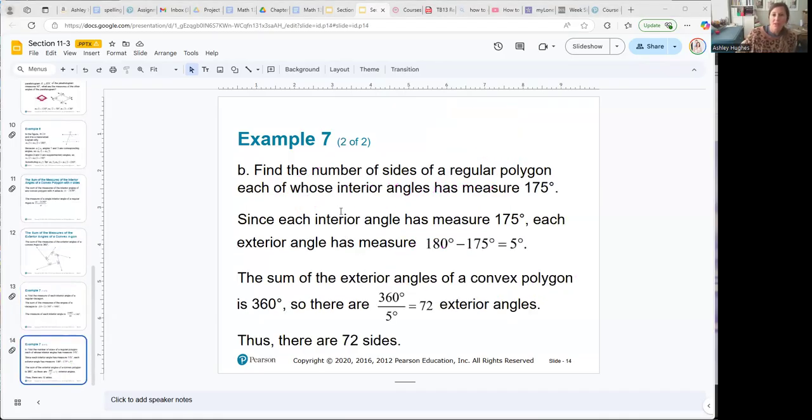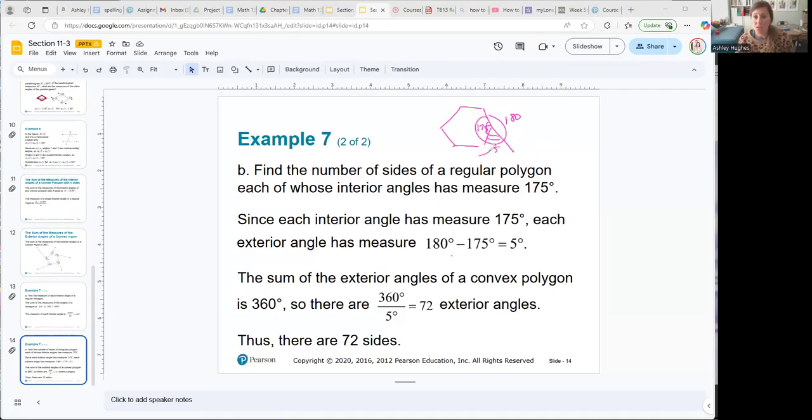Find the number of sides of a regular polygon, each of whose interior angles has a measurement of 175 degrees. Since each interior angle is 175 degrees, I can find the exterior angle by subtracting from 180. If I have an interior angle and I draw the exterior angle, these two need to add up to 180. So if the inside one is 175, that means this exterior angle is 5.